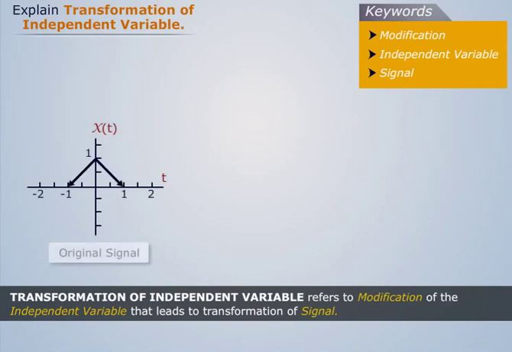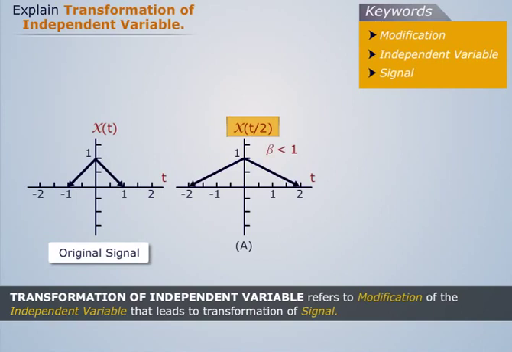Now moving on for a continuous time signal x of t, which is related by another basic transformation named as time scaling. The x of t signal can be represented as x of t divided by 2 and x of 2t with the help of time scaling.